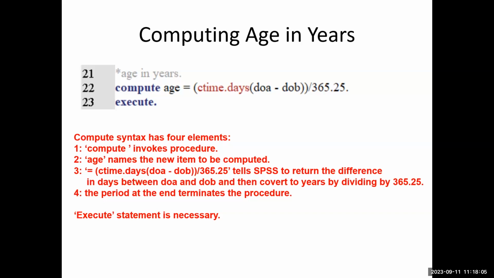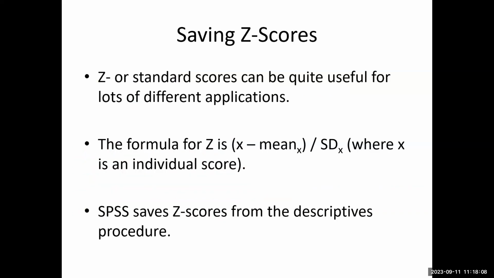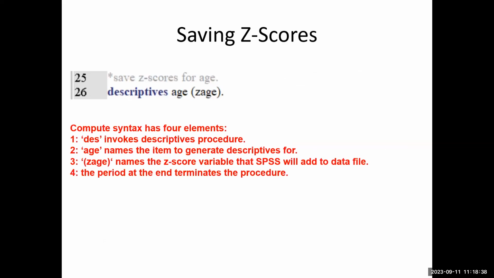Finally, I want to talk about using SPSS to save out Z or standardized scores. Z scores are useful for lots of different applications. The formula for a Z score, if you don't remember, is X minus the mean of X divided by the standard deviation of X, where X is an individual score. SPSS will save out Z scores from the descriptives procedure. There are a couple different ways you can do that.